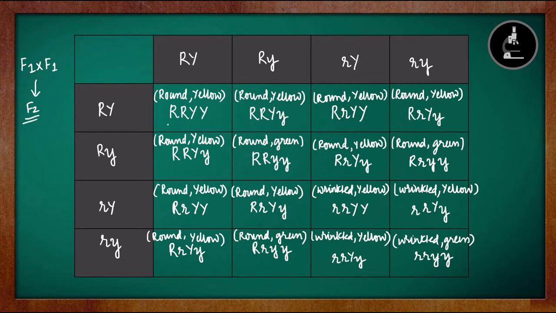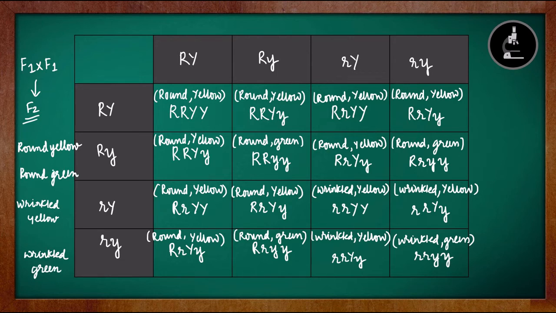What are the possible phenotypes? It can be round yellow, it can be round green, next it can be wrinkled yellow, and one more possibility we have, that is wrinkled green. So these are the 4 possible phenotypes which we can get.